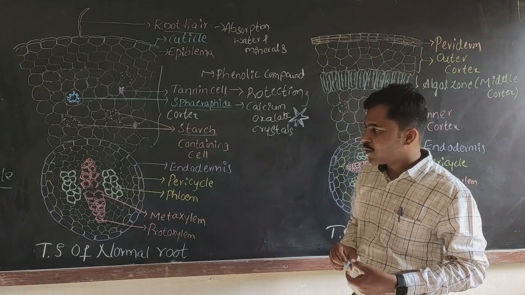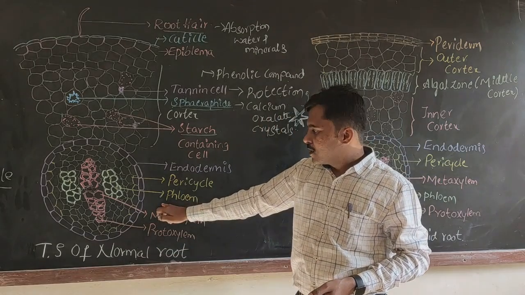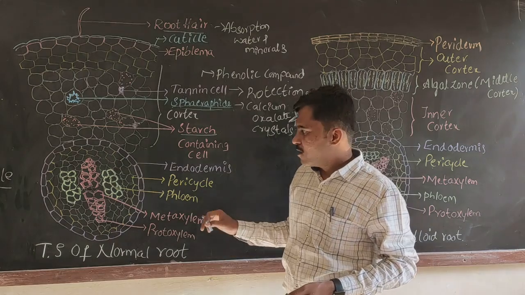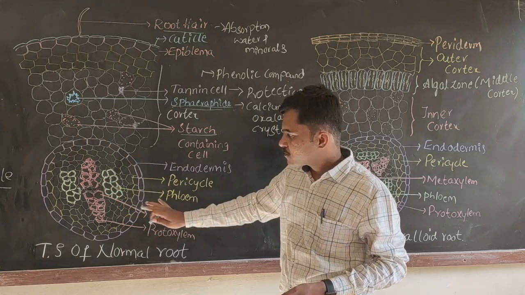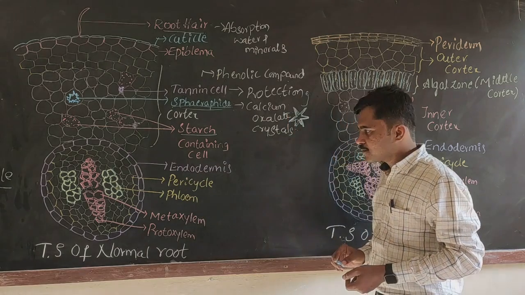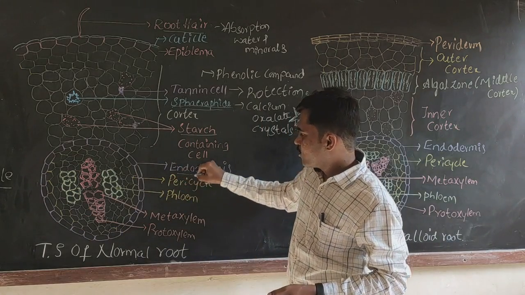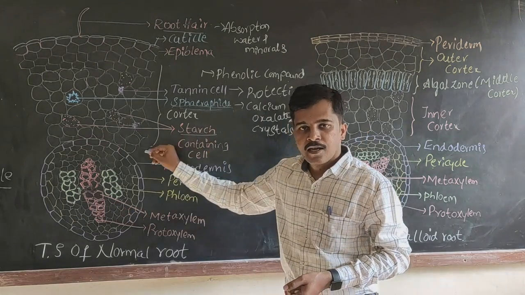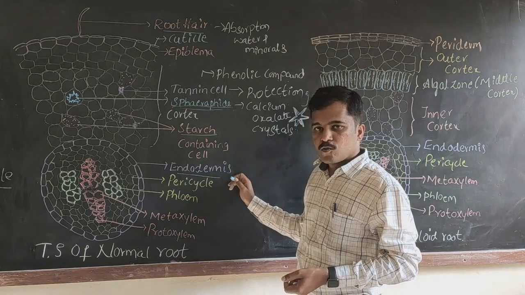Next, coming to the important part of the section of root. The central part, which consists of vascular bundle, is commonly known as stele. This stele consists of endodermis, pericycle, and the vascular bundles. The outermost layer of this stele is known as the endodermis, and this endodermis is made up of a single layered, compactly arranged cells.